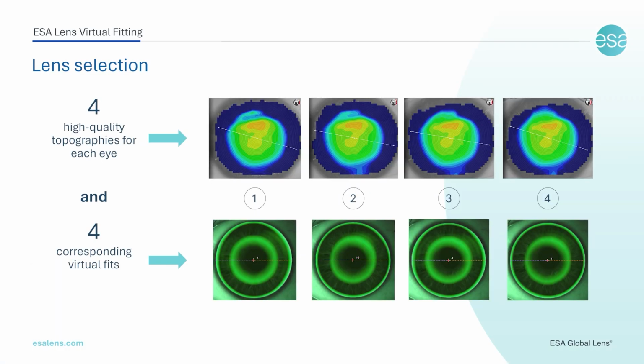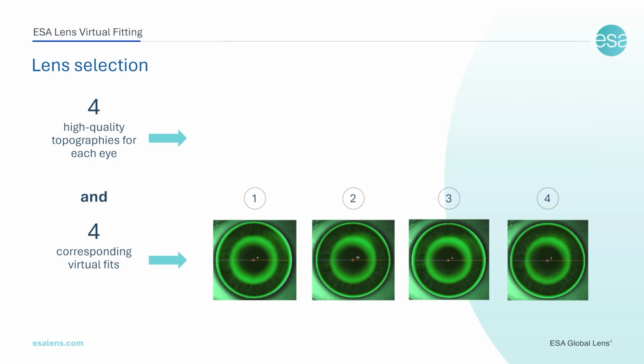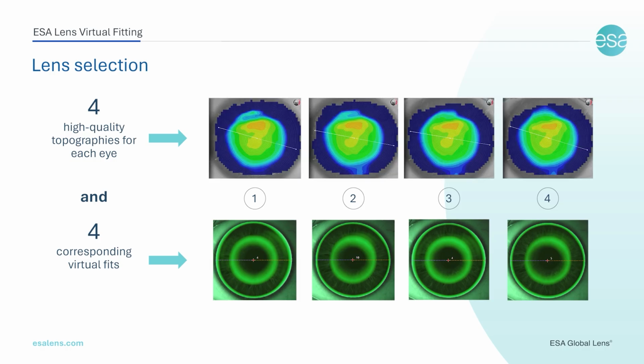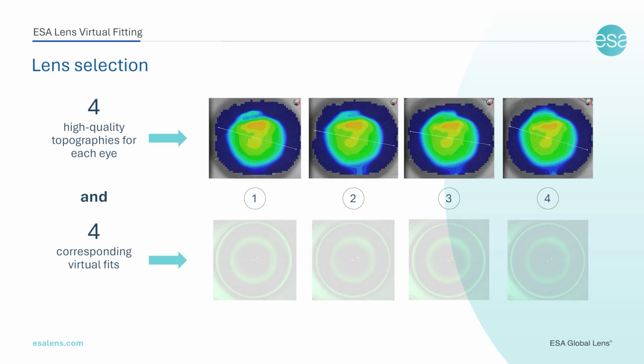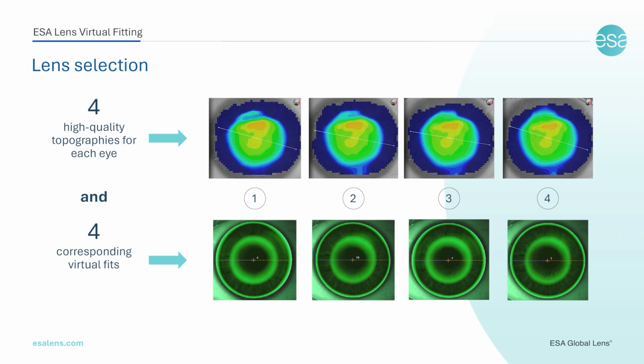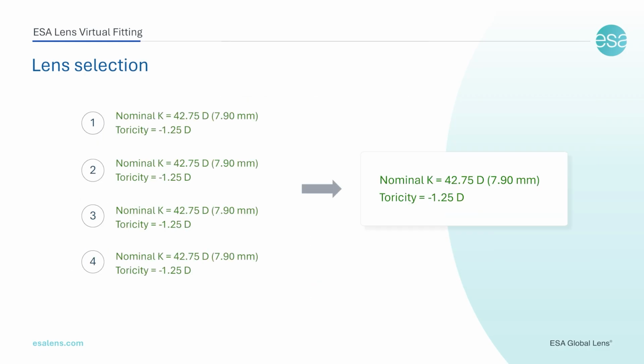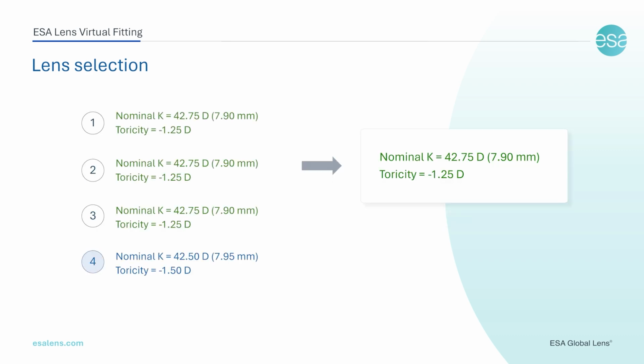As previously established, you must obtain 4 high-quality topographies for each eye and generate 4 corresponding virtual fits. When comparing these results, the following scenarios may occur. 1. 4 lenses with identical nominal K and toricity values. This is the ideal outcome. 2. 3 lenses with identical nominal K and toricity values, and one showing different values. The lens that repeats 3 times should be selected.